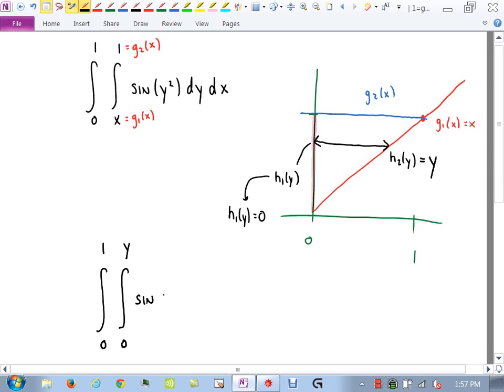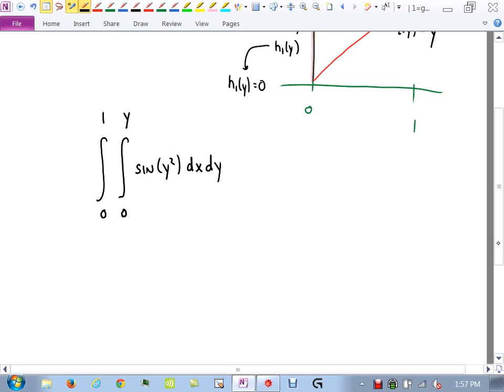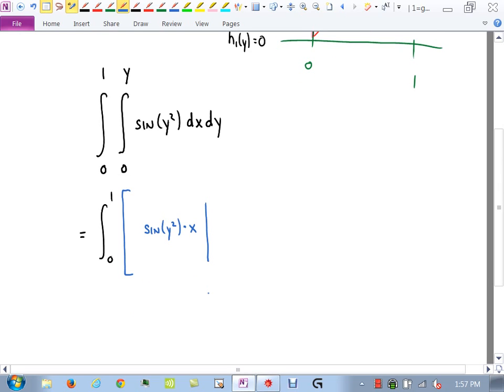Well, do you see what you're going to gain? Yeah, look at the inside. What are you going to integrate? What's the order? dx, dy instead. And now, when you try and integrate this, sine y squared is a constant, and so you integrate it with respect to x. What's the antiderivative of sine y squared with respect to x? Sine y squared x. So I get sine y squared times x. I'm going to evaluate that from where to where? From x equals 0 to x equals y.